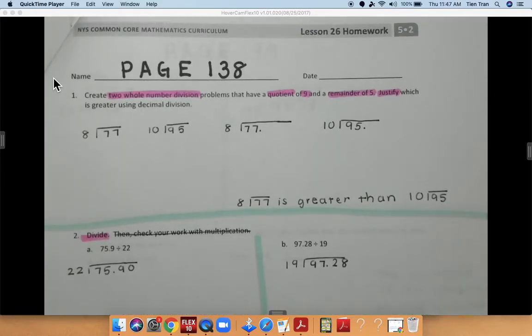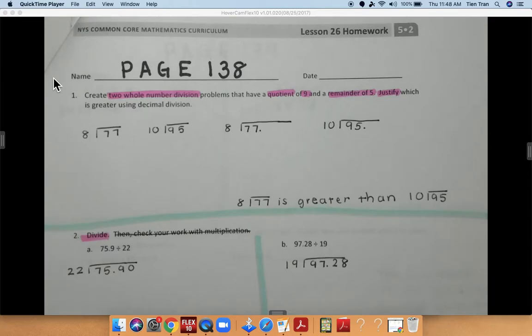We are on page 138, lesson 26 homework. Make sure you are turning to the correct page. For number 1, it asks you to create two whole number division problems that have a quotient of 9 and a remainder of 5. Justify which is greater using decimal division.